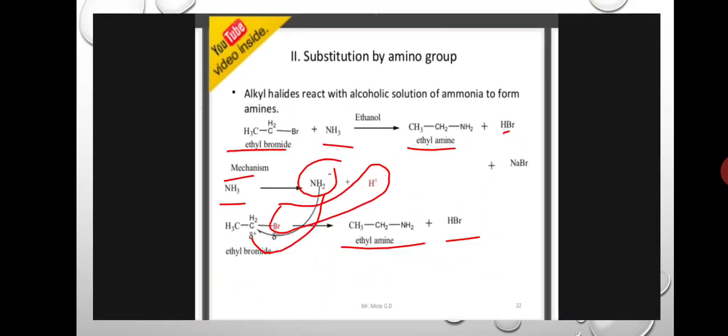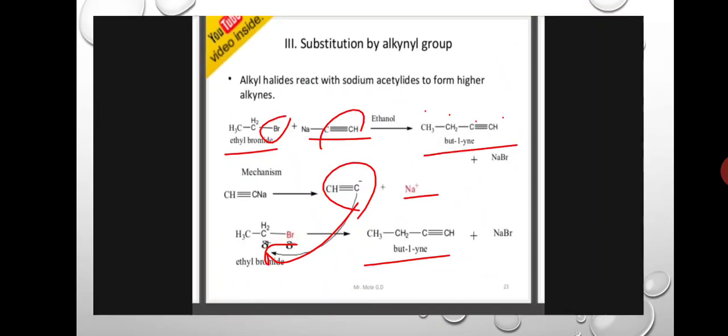Next is substitution by amino group. Alkyl halides react with alcoholic solution of ammonia to form amines. Here ethyl bromide plus NH3, in presence of ethanol, is converted to ethylamine plus HBr. Here mechanism is also there. From ammonia, NH2 minus nucleophile is formed. That nucleophile will attack the alkyl halide and form ethylamine.